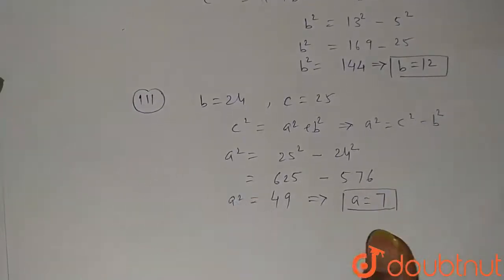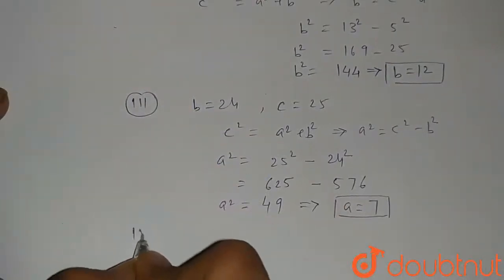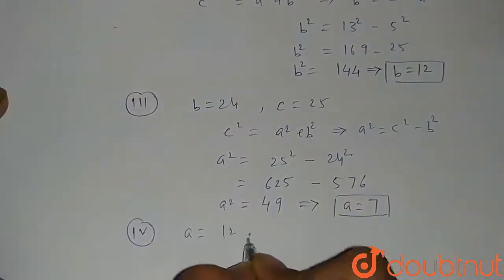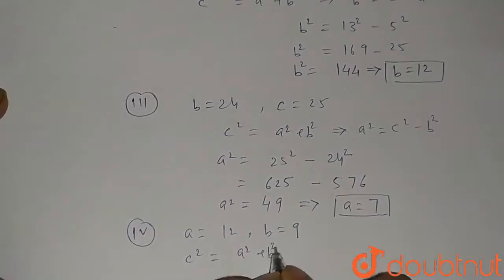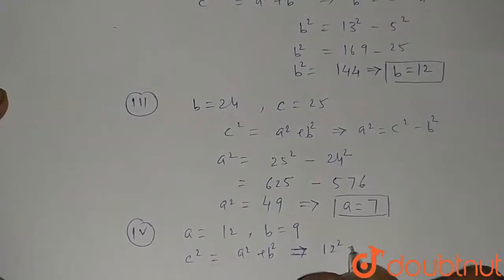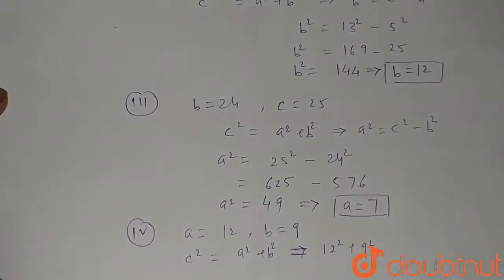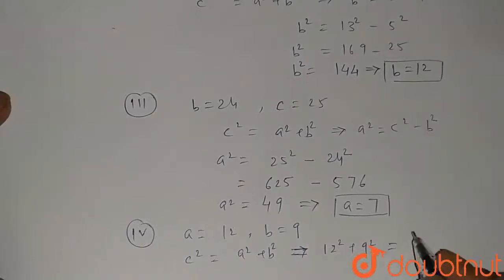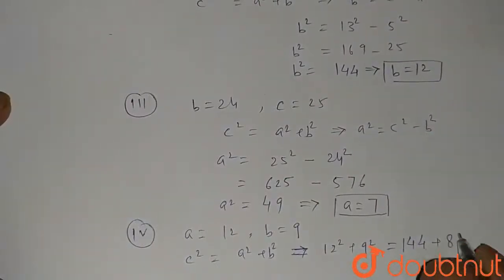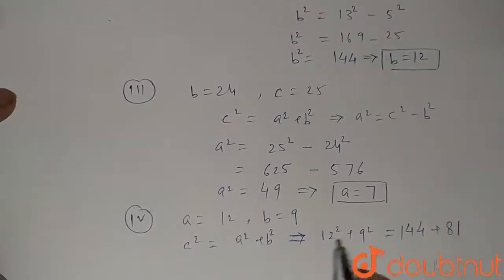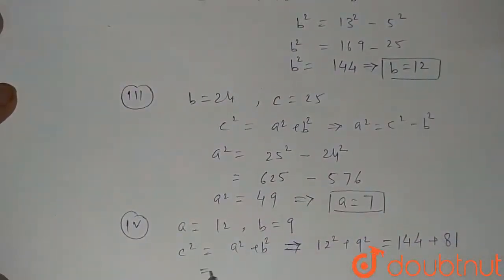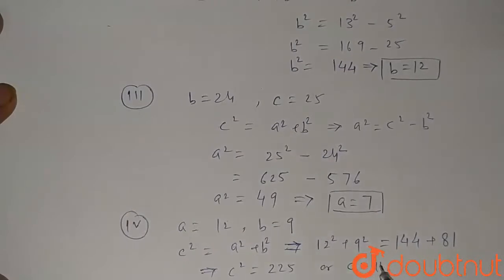And the fourth case is A is equal to 12 and B is equal to 9. So we have C square is equal to A square plus B square. This is equal to 12 square plus 9 square, which is equal to 144 plus 81, which implies that C square is equal to 225 or C is equal to 15.